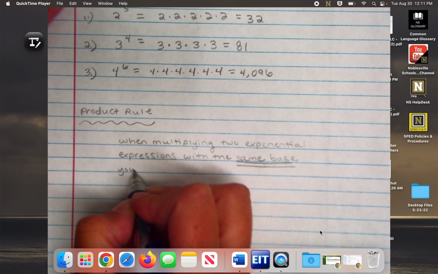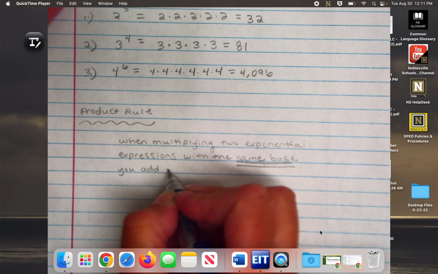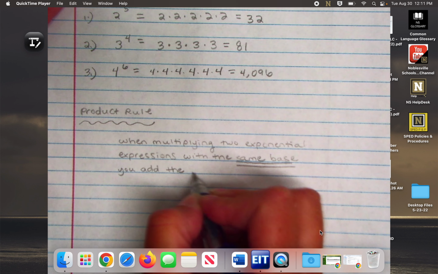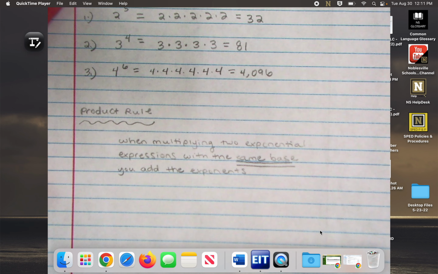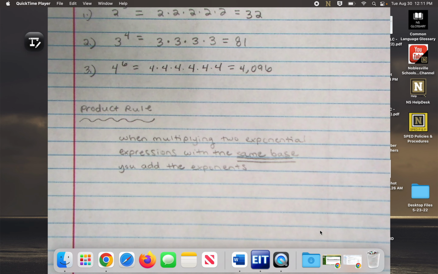So go ahead and write this rule down, and then we'll practice it. When multiplying two exponential expressions with the same base, you add the exponents.